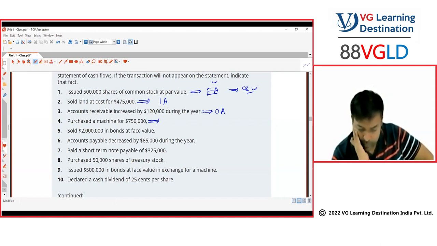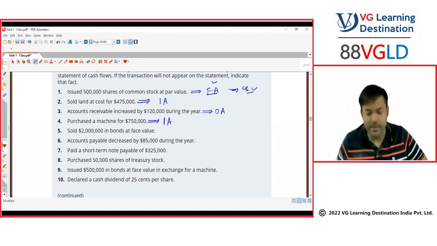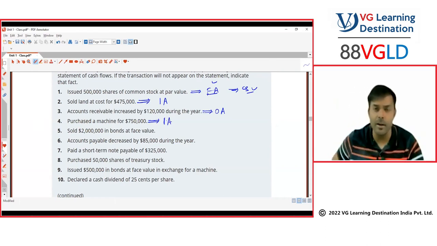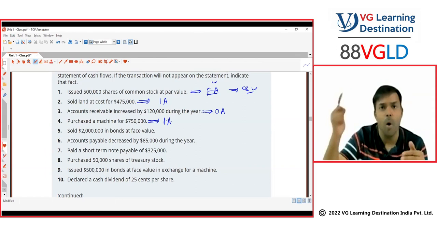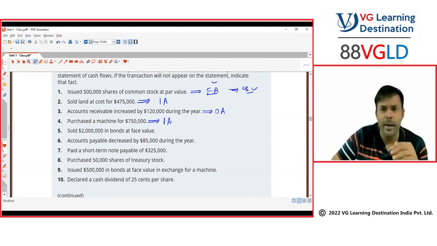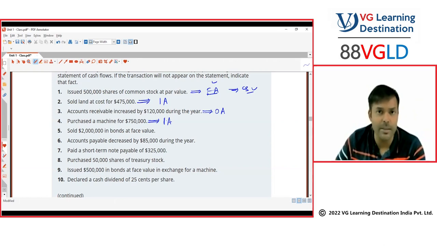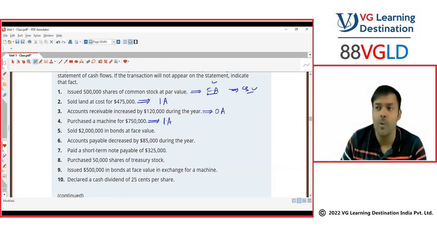How about this? Purchase of machinery for 750. Is it related with the capital structure, Praveen? No. Correct. It should be IA. Any purchase or sale of machinery, purchase or sale of any asset or investment, that would be IA. Now, another view could be that it is part of the business, so it should be part of OA. No, we have a separate category for that. Any fixed assets which we are purchasing or selling, any investment which we are purchasing or selling, we will categorize in IA, not OA. All right, Shikha?